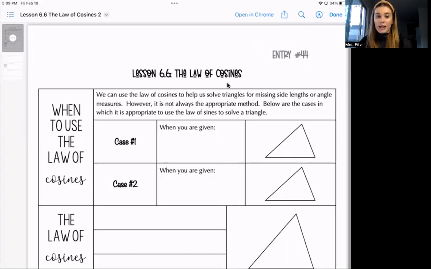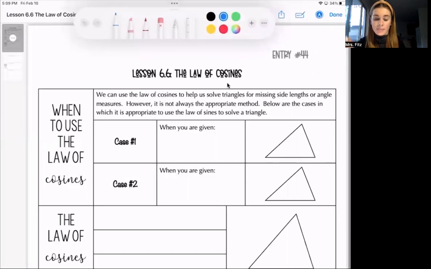Today I'm going to be going over the law of cosines. Previously in a lesson, we talked about the law of sines, and there were a bunch of cases that we went over where it was appropriate to use the law of sines. To solve triangles, we are going to want to use the law of cosines if we are given three pieces of information about our triangle.